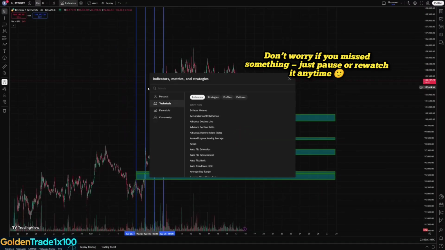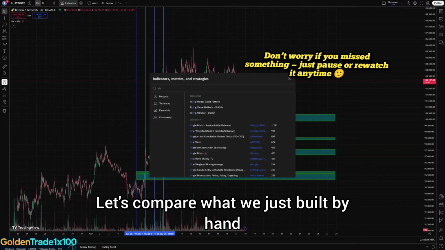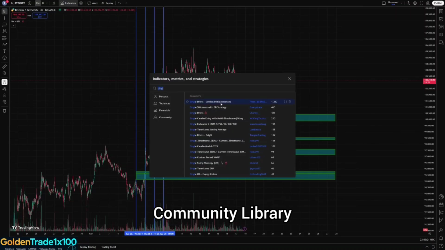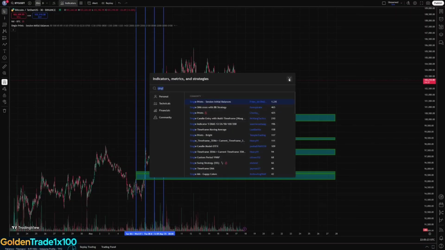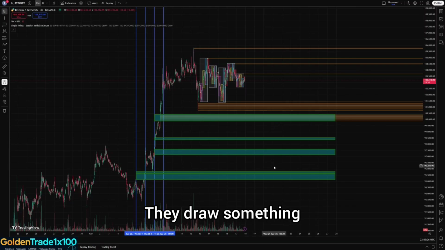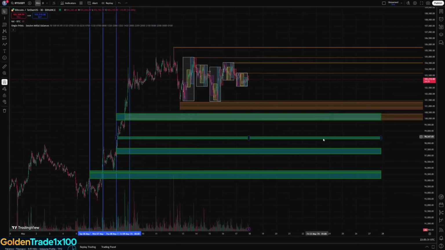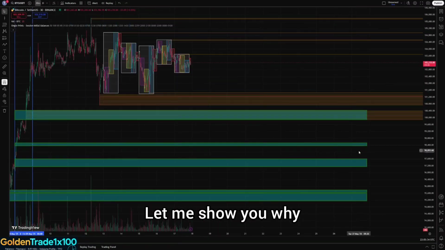Phew. Now for the fun part. Let's compare what we just built by hand with the free indicators from TradingView's community library. At first glance, they look okay. They draw something, they highlight some zones. But look closer, and it's a mess. Let me show you why.